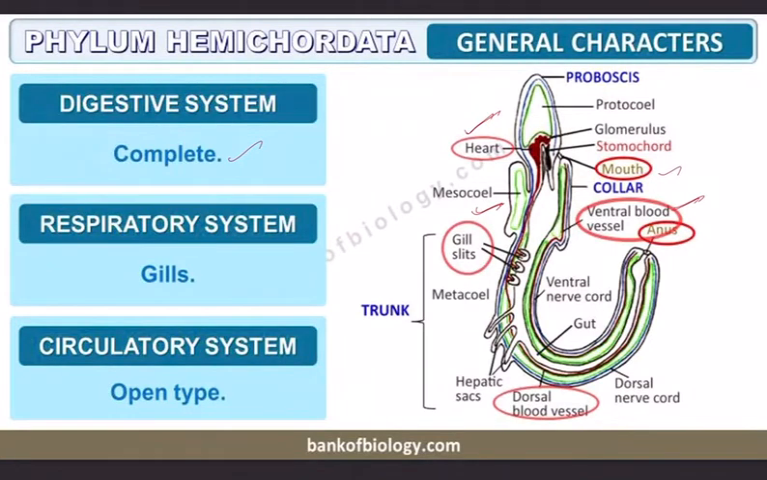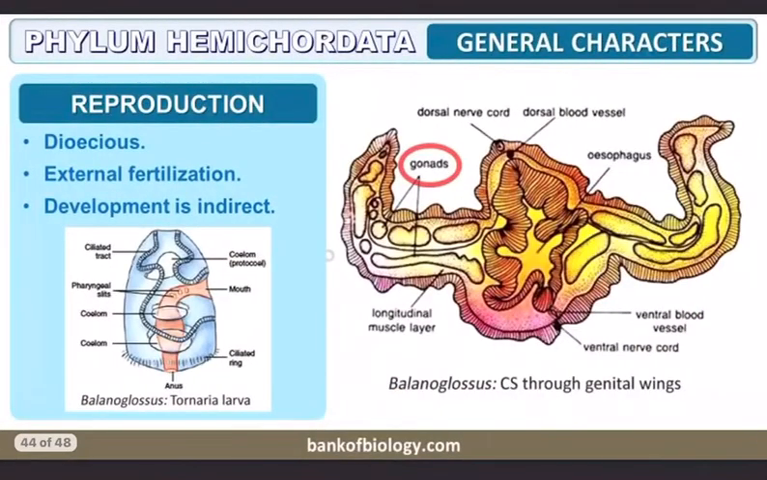And in the circulatory system, you can see for the first time the structure of the heart. An organ called heart has come, and it is open type. That means it is still to develop arteries and veins. Though there is a ventral blood vessel, blood is not flowing through arteries and veins. But the important feature is that it has a heart. So the presence of the heart is an indication that in future the circulatory system is going to be well developed.